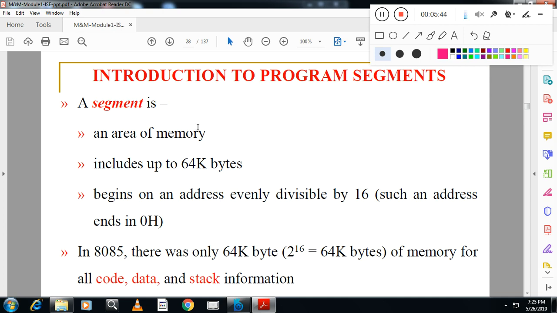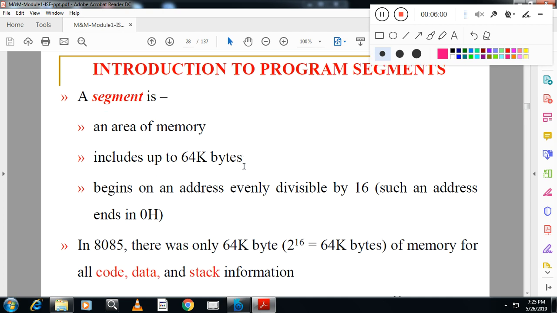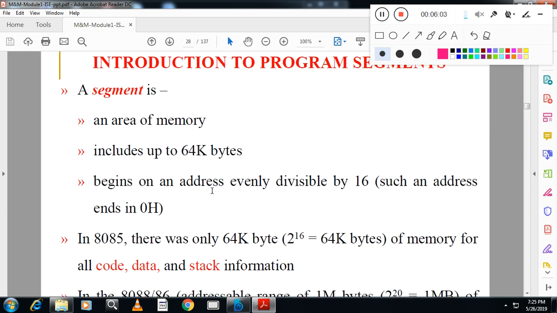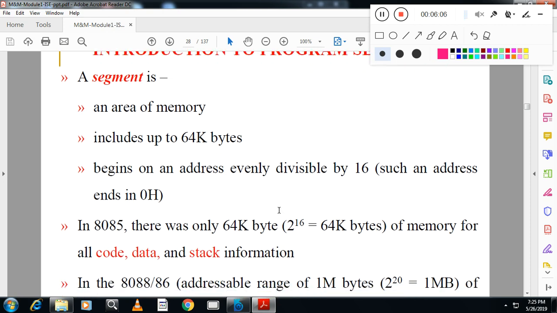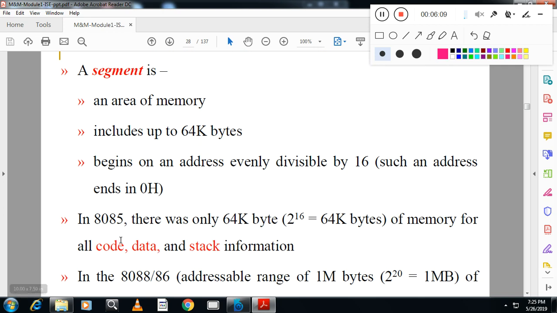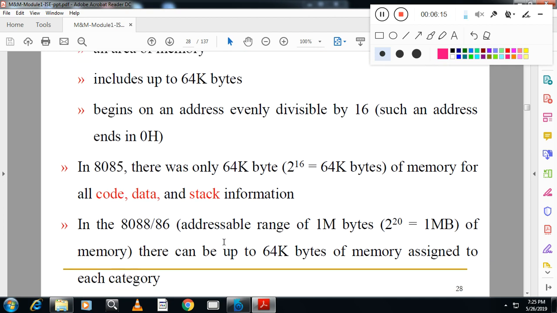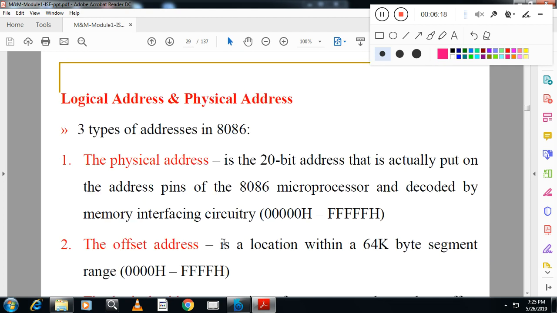So now, introduction to segments. What are segments? It is an area of memory. It is a block of memory. Memory is divided into different blocks. The size of the blocks can be up to 64 KB. And the address of a segment always begins at an address divisible by 16. Please remember, in 8085, all these types of segments were in one segment. In 8086, we have 16 segments: 4 code segments, 4 data segments, 4 stack segments, and 4 extra segments. So it will take a total of 1 MB of address space.